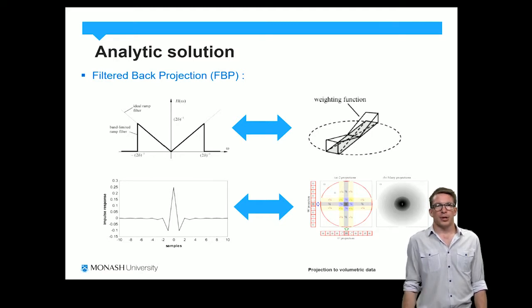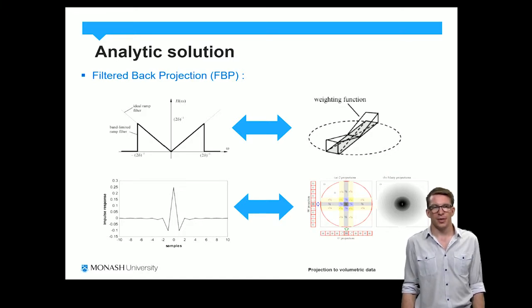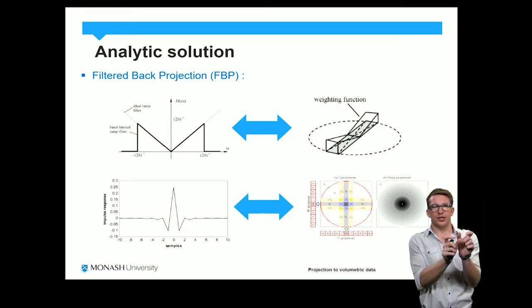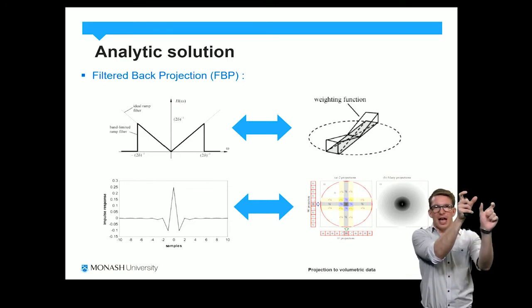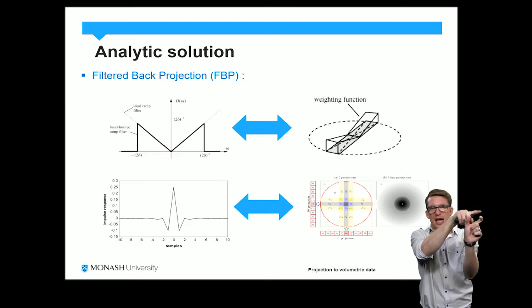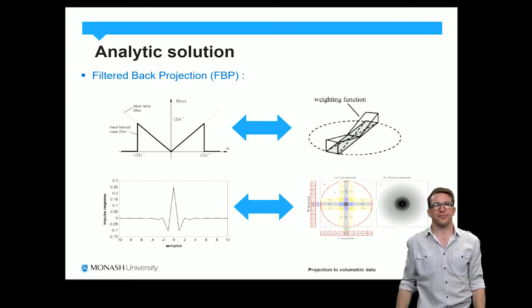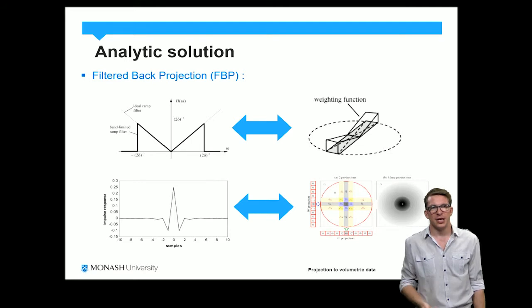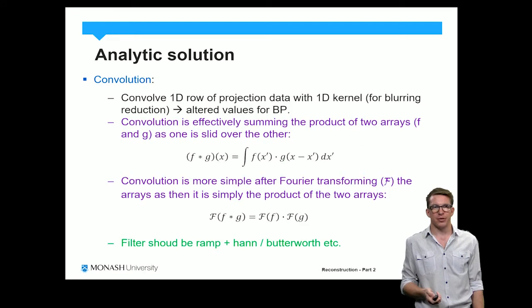So we've seen we can apply the filter in two ways. We can either apply it as a convolution, which is shown on the bottom there, and that can be done simply in an Excel spreadsheet. You take your kernel and your projection data and you slide the kernel across the projection data and you cross multiply and you sum as you go across. Or alternatively, you can do it in Fourier space as a multiplication using the frequency representation.